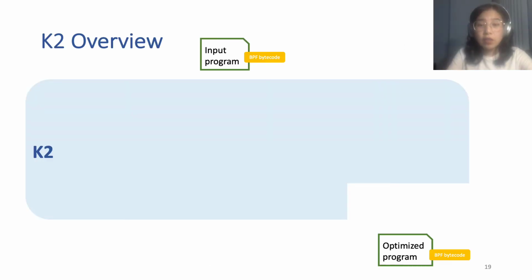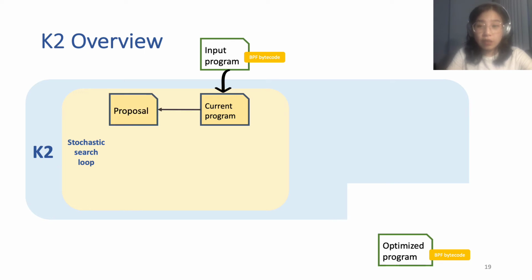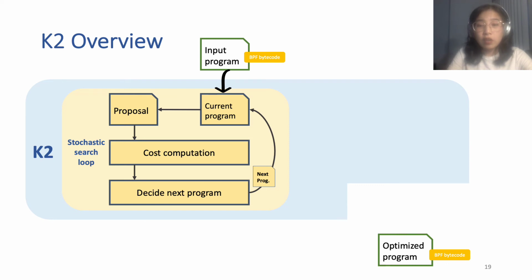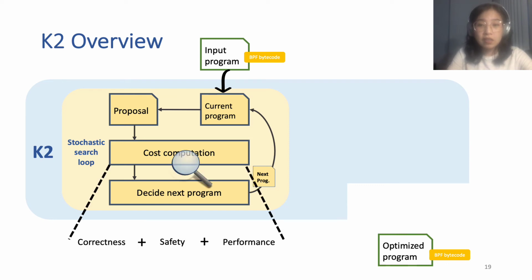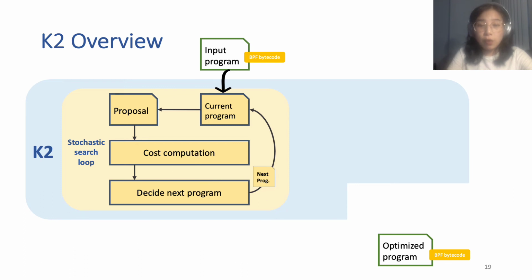At a high level, K2 takes a BPF program as input and produces an optimized BPF program as output. The given input program is the first program for K2's stochastic search loop. At each iteration, K2 performs a small random modification to the current program to generate a new program called a proposal. K2 computes the cost of the proposal. The cost is a combination of correctness, safety, and performance. If the proposal's cost is at most slightly larger than the current program, it will be accepted. The proposal becomes the next program used as the base for modification within the search loop.